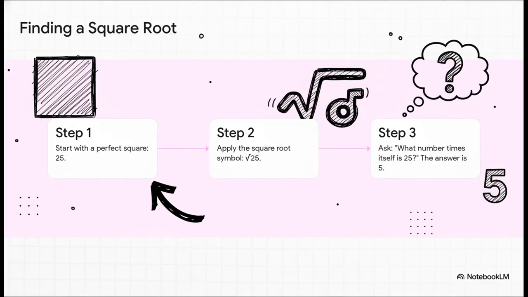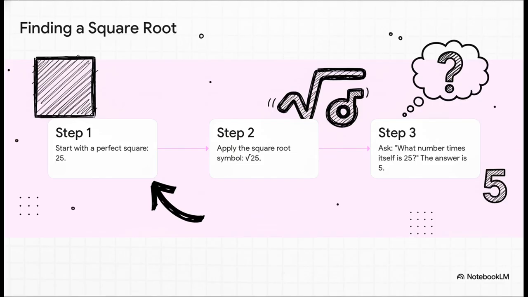So let's just work backwards from our last example. We start with the perfect square, 25. Then we use this little checkmark looking symbol, the square root symbol. And what this symbol is really doing is asking you a question. It's saying, hey, what number did we multiply by itself to get 25? And we already know the answer to that.